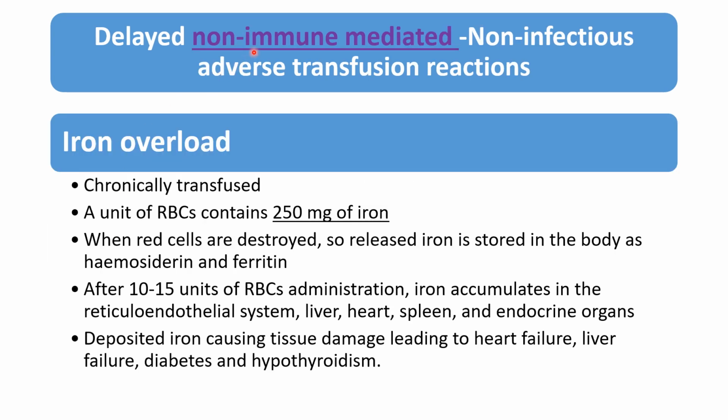Now in the non-immune mediated reaction, patient will have iron overload. Whenever patient is chronically, regularly transfused, as in thalassemia major, transfusion dependent thalassemia, patient will develop iron overload. A unit of RBC contains 250 milligram iron, and when RBC is destroyed, released iron is stored in the body as hemosiderin and ferritin. After 10 to 15 units of RBC administration, iron will accumulate in the reticuloendothelial system, liver, heart, spleen, endocrine organs. And this deposited iron causes tissue damage which leads to heart failure, liver failure, diabetes, hypothyroidism, various endocrine problems.